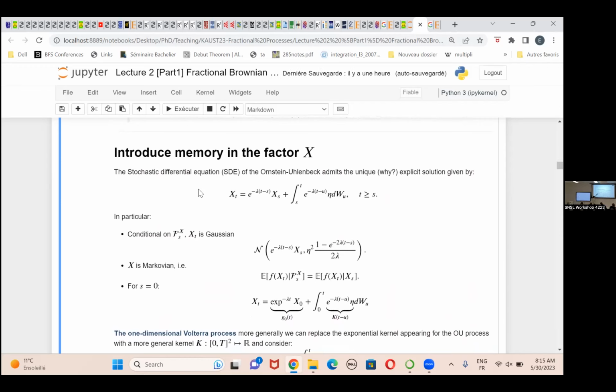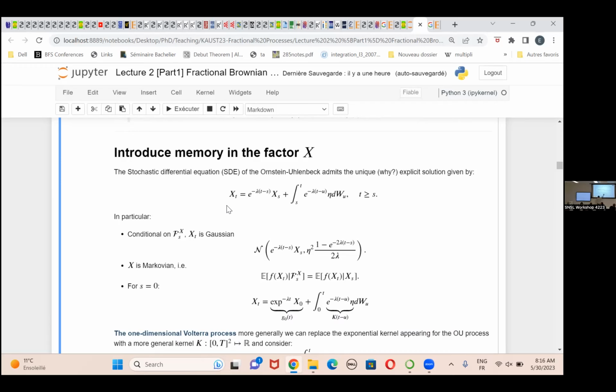So first of all, the Ornstein-Uhlenbeck process, we can write the explicit solution for it. And conditionally on F_s, one interesting property of this process is that it's Gaussian. You can compute its conditional mean, right? And conditional variance, which is deterministic. Okay, so only the conditional mean is stochastic. All right, and of course, since the conditional law is Gaussian, it's entirely determined by the first two moments.